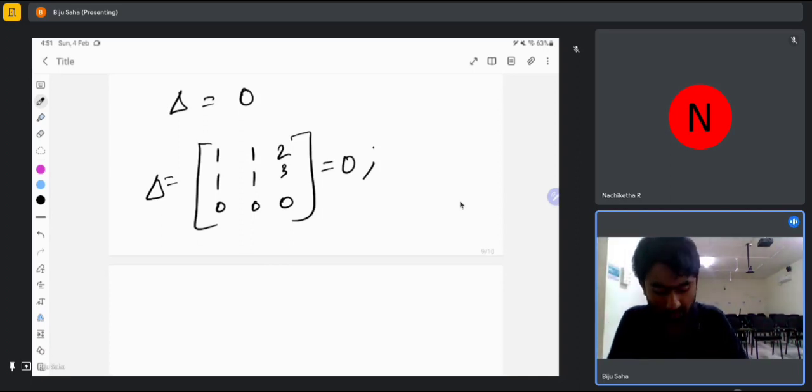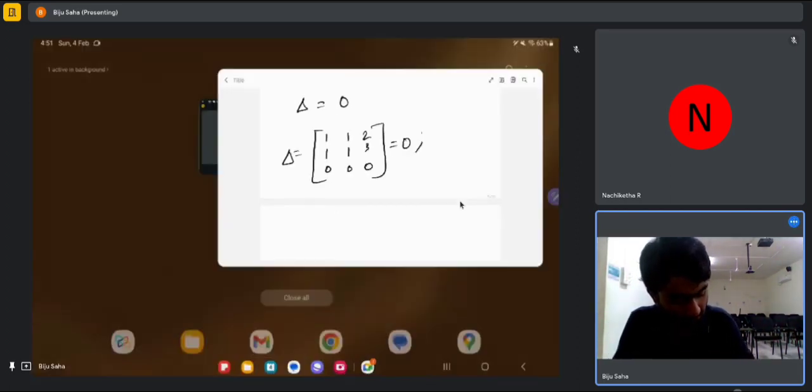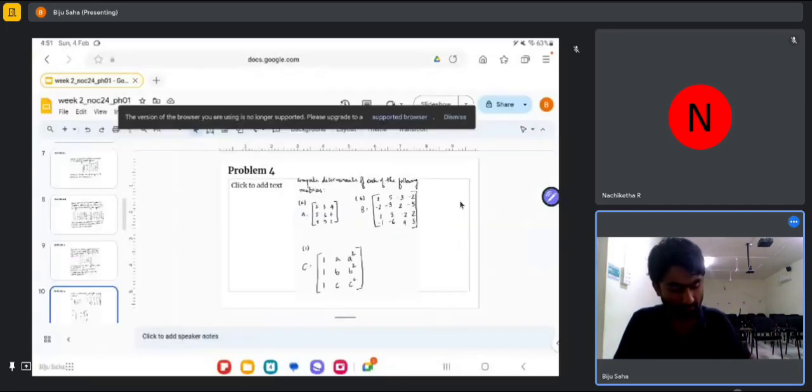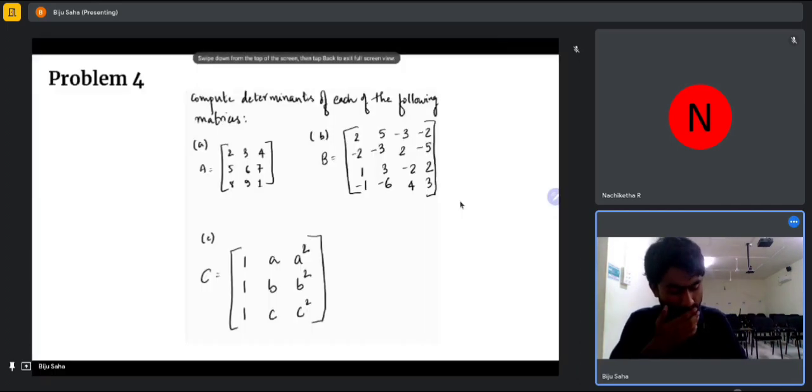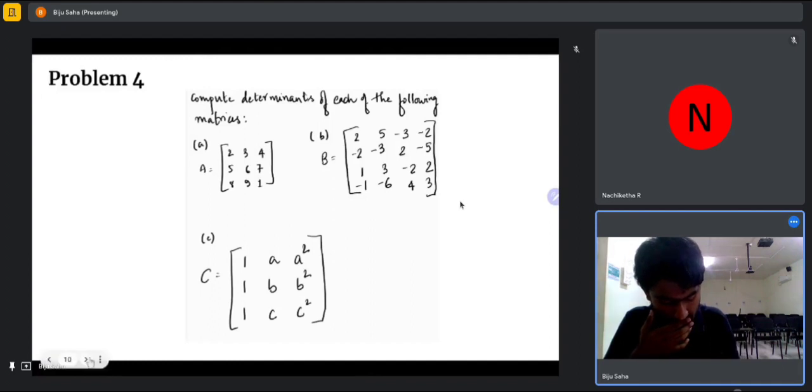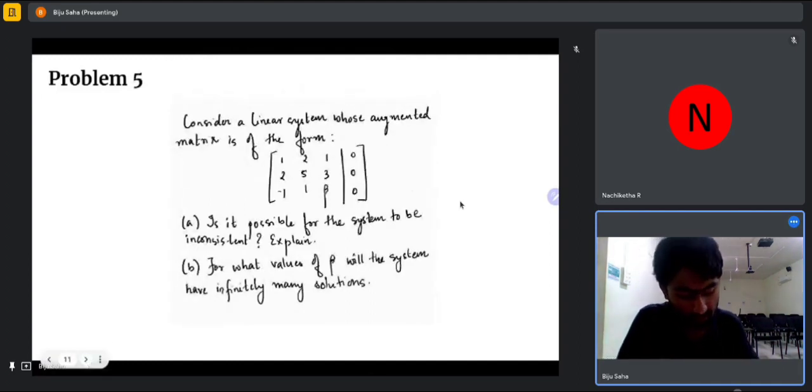So that was about determinants. So again we have a linear system of equations whose augmented matrix is of this form. Is it possible for the system to be inconsistent? If not, then explain, or if yes, then also explain. And for what values of beta will the system have infinitely many solutions?